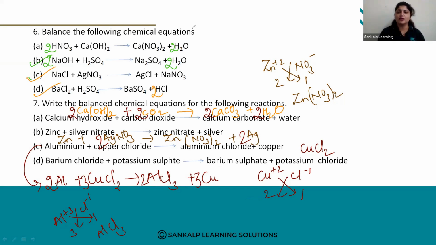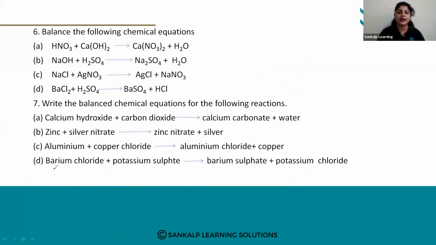Now we are left with one more, barium chloride. Barium is Ba plus 2, chloride is minus 1. So it becomes BaCl2 plus potassium sulfate. Potassium is K plus, sulfate is SO4 minus 2. So this is 1 and this is 2, crisscross. This becomes KSO4 twice. Okay, so to balance this K, with SO4 minus 2, I have to take 2 K. So it becomes K2SO4.